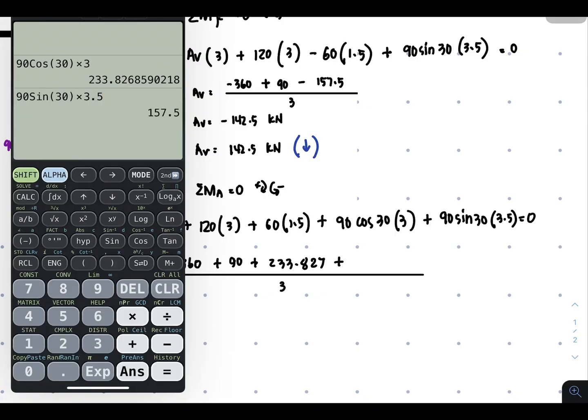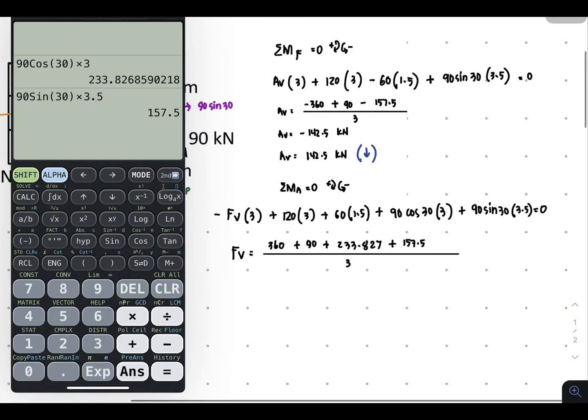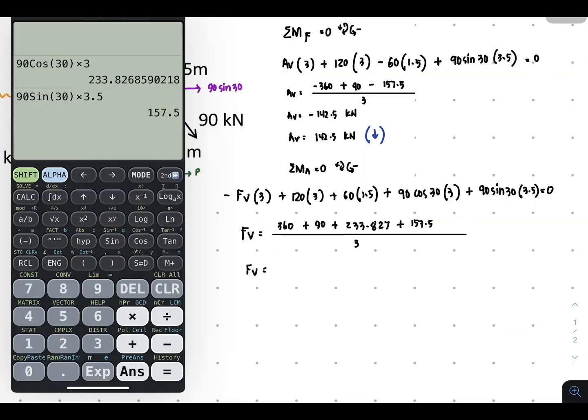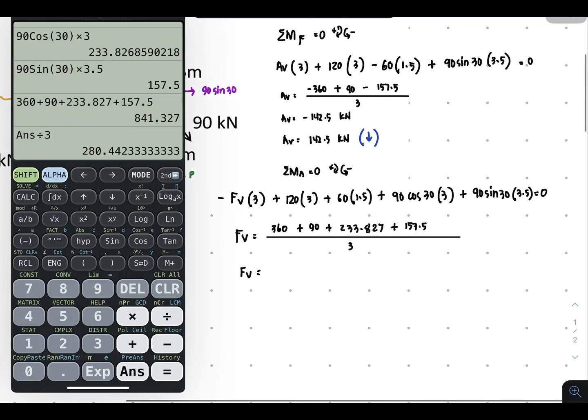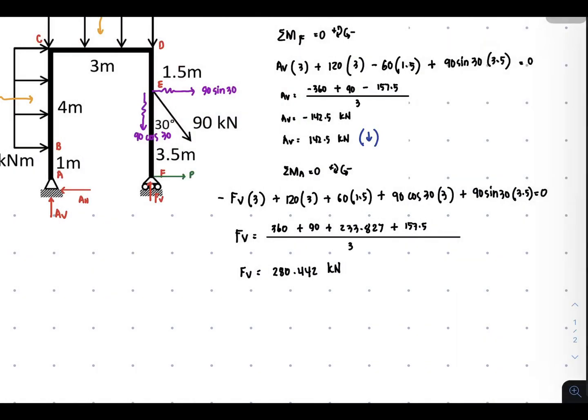157.5. So our FV is 360 plus 90 plus 233.827 plus 157.5, divided by 30. And that's equal to 280.442 kilonewtons. And we got a positive value.